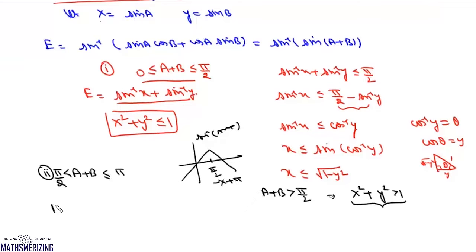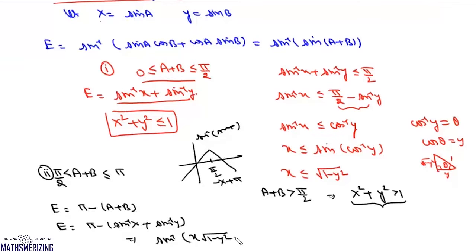So we can write this E as pi minus x, where x in this case is a plus b. So this will be pi minus sine inverse x plus sine inverse y. So we can write sine inverse x under root 1 minus y square plus y under root 1 minus x square will be equal to pi minus sine inverse x plus sine inverse y.